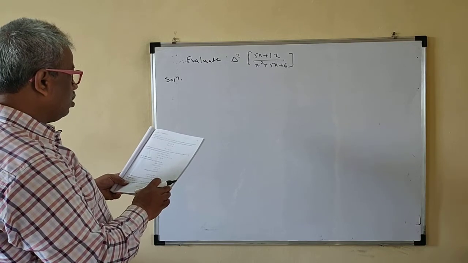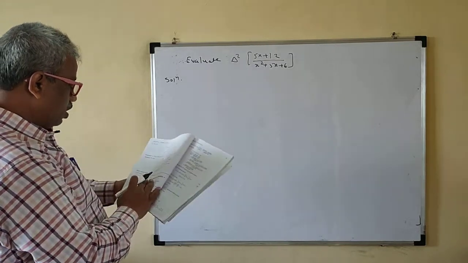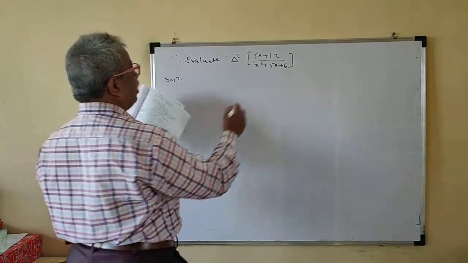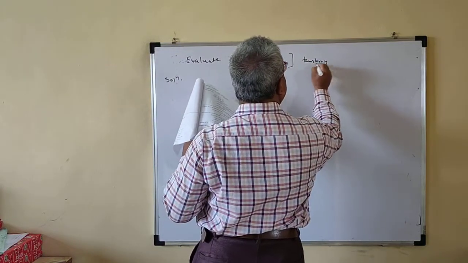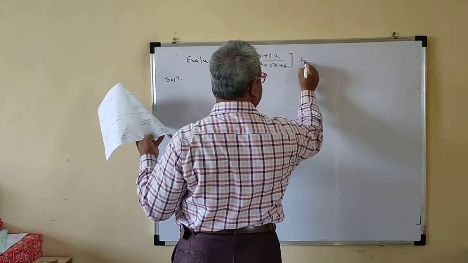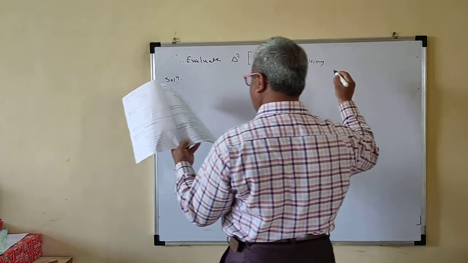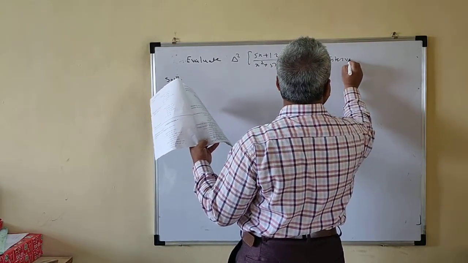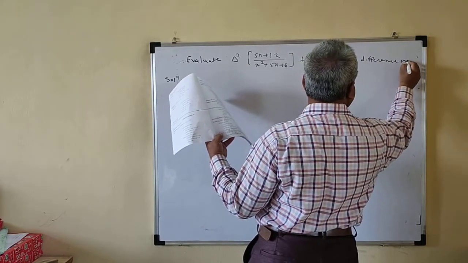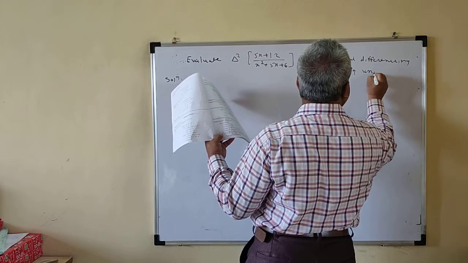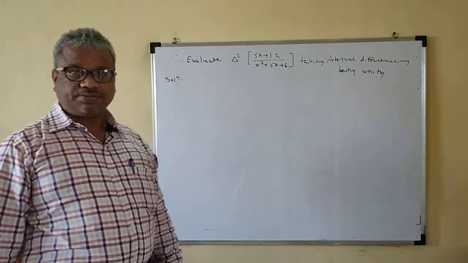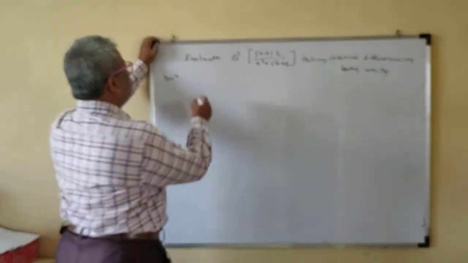So what we can do in this one: h is not given to you actually here. Taking interval differencing being unity, the interval difference is given to you. That means you are given that h is equal to 1. So what we will do? We will find this now.